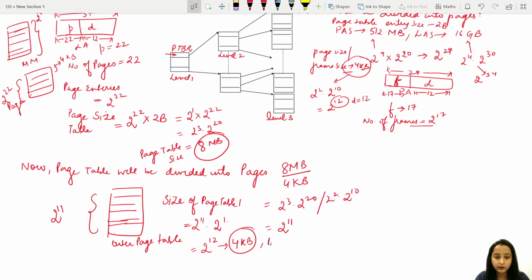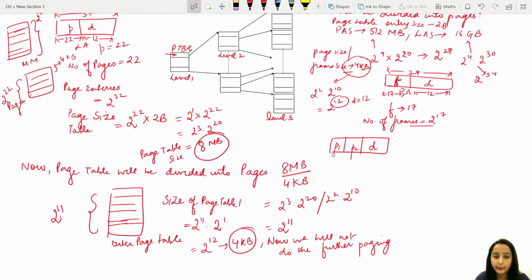Now we will not do further paging, which means we will stop here. It will fit in the frame size and no further outer page table is required. So what will the scenario look like? P1, P2 and this offset.